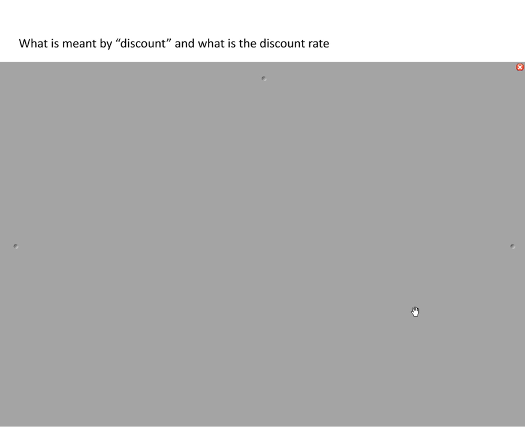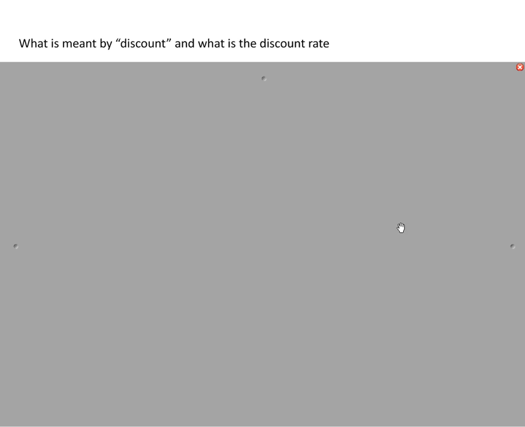Welcome back. We're at section 2.5 on markup and discount problems, and this time we want to take on the problem, what is meant by a discount? And what's the discount rate? Well, most people do recognize the idea of a discount. A discount means that something's been removed, taken away from some original cost.